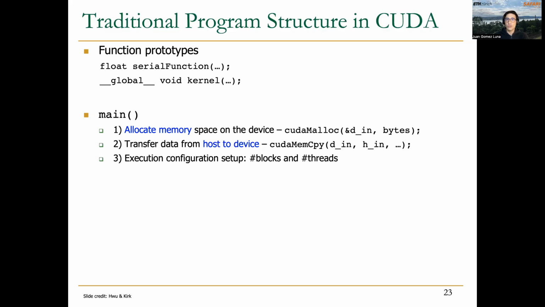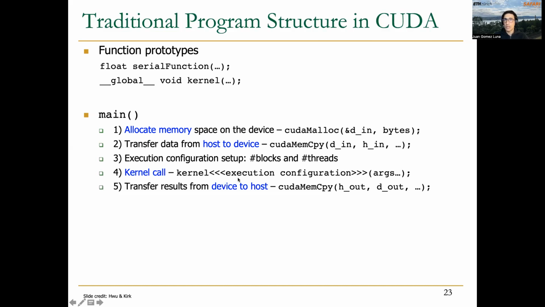And then we need to define the execution configuration, which is basically the number of blocks in the grid and the number of threads per block. And next, we can call the kernel. That is the moment where we offload the computation to the GPU. In the kernel call, we have arguments, and of course, we have the execution configuration that we previously defined.